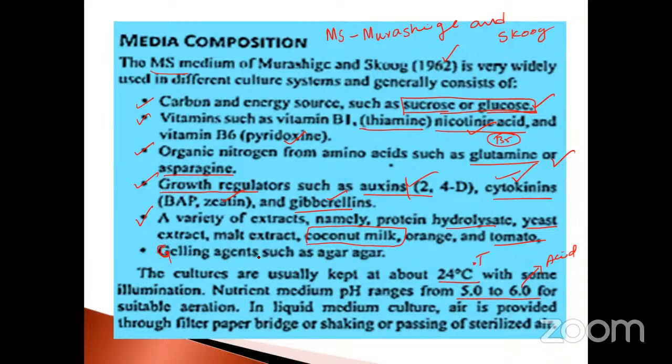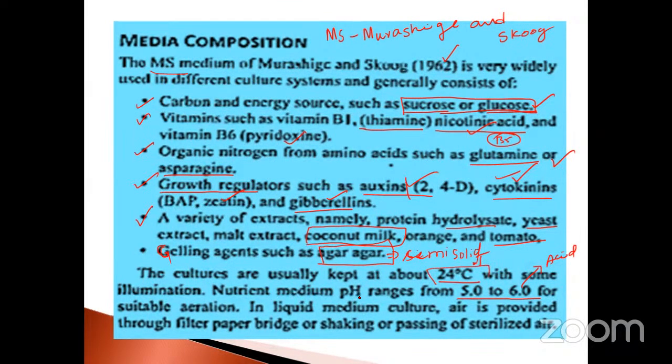Gelling means mixing combinations such as agar-agar, gel-like substances. Gelidium, already told you. It's a semi-solid liquid. Okay, semi-solid nature, so then the plant can absorb it. These mixtures are very, very essential, and it is also kept at how many degrees Celsius? 24 degrees Celsius with some illumination.